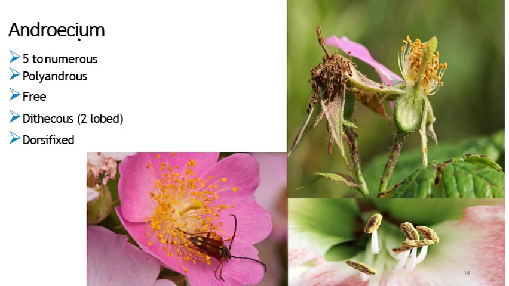Filaments are of unequal size in the Rosaceae family. The anther is a two-lobed structure, or dithecous, and present towards the anterior end, and the filament is attached to the back of the anther, due to which the anther is immovable.